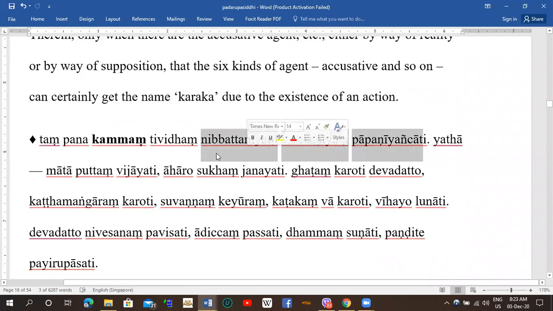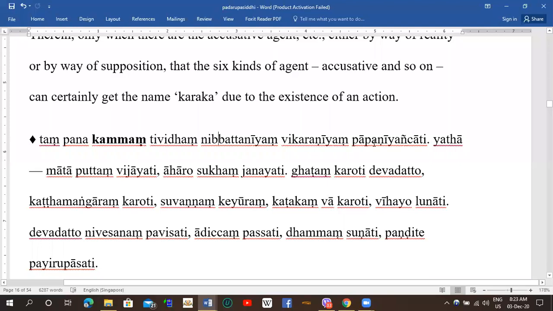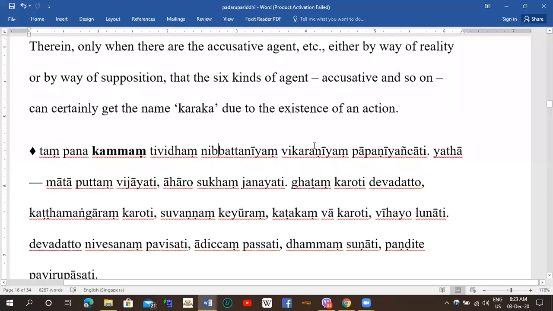Okay, there are three kinds of kama: nepataniya kama, vikaraniya kama, papaniya kama. Okay, so now you can understand.